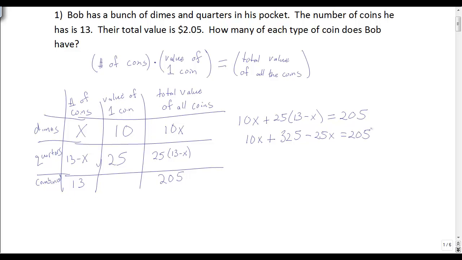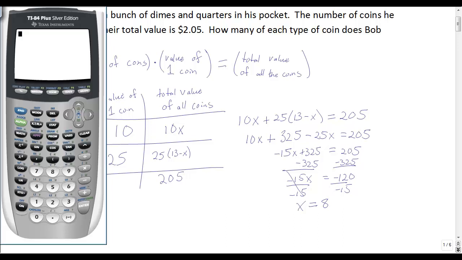I get 205. And now what I need to do is simplify this left-hand side. So 10x minus 25x combined equal negative 15x plus 325 equals 205. And I want to isolate the x, so I'm going to subtract 325 from both sides. And I get negative 15x equals negative 120. Then I want to divide both sides by negative 15. The negative 15s cancel, and I get x equals, the negatives will cancel here, 120 divided by 15 works out to be 8.